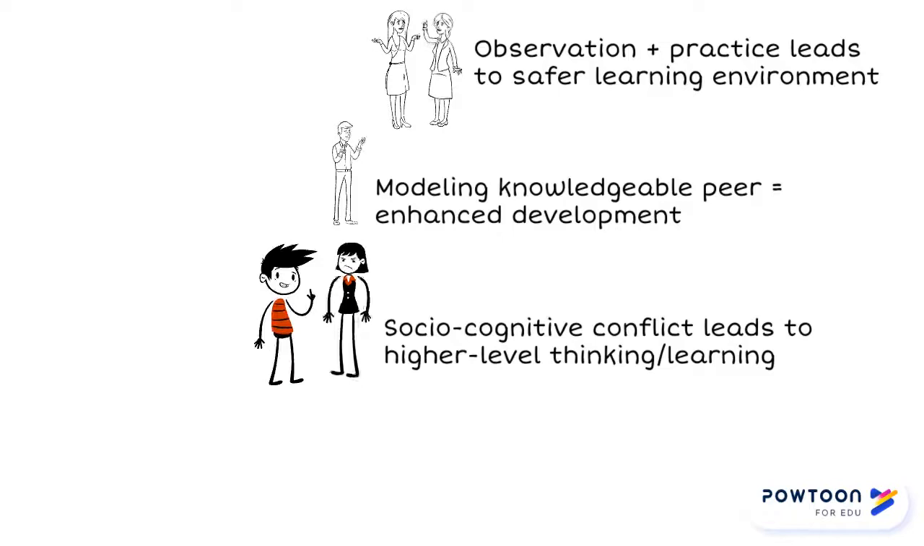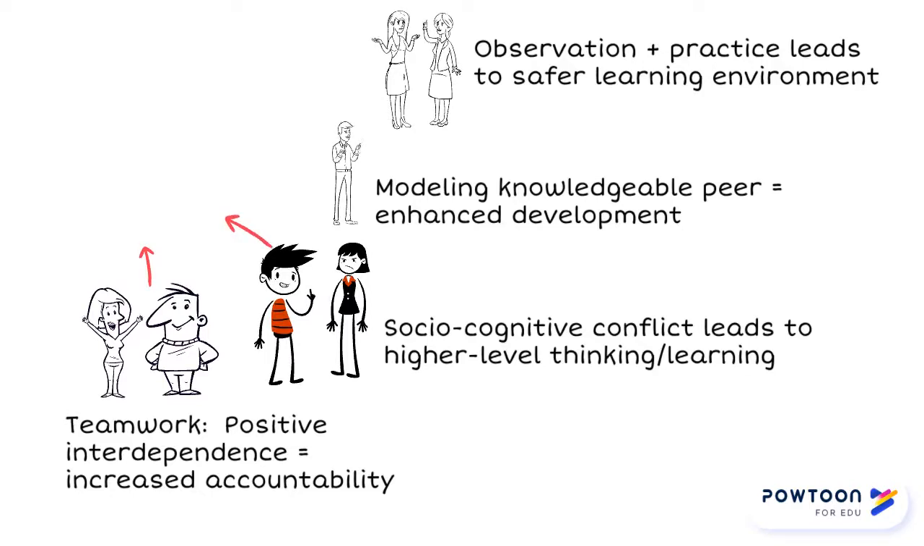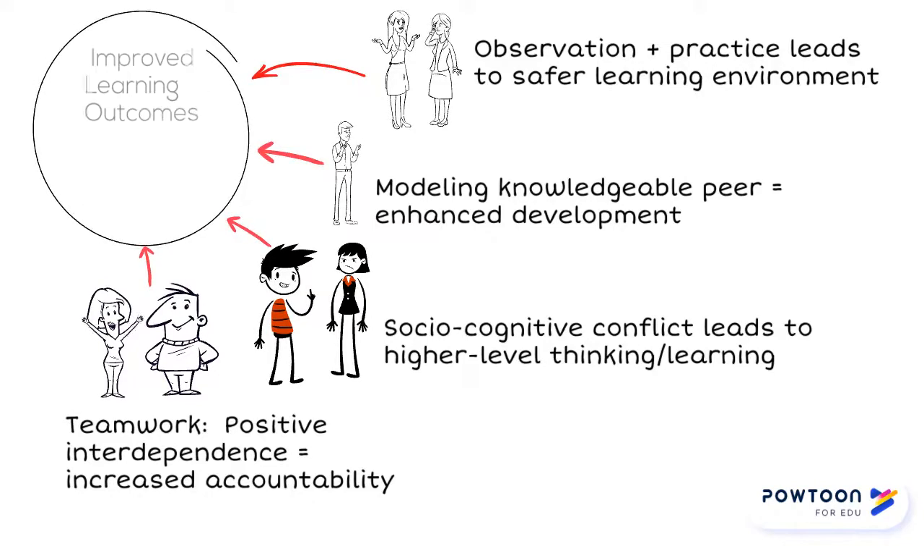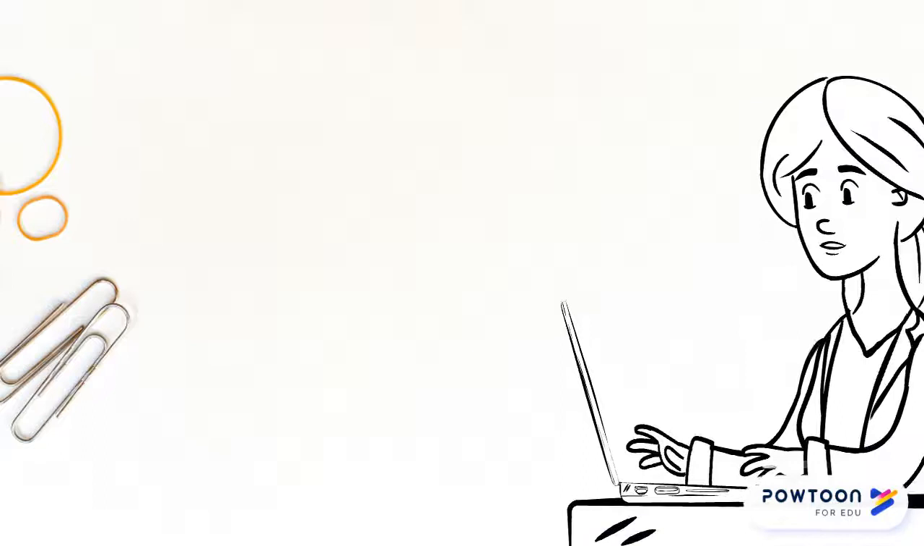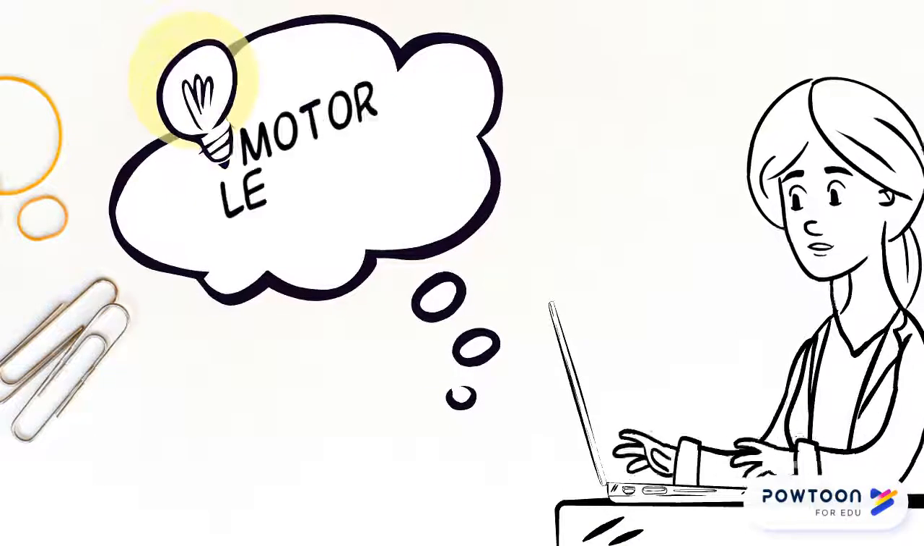Imitating a more knowledgeable peer can help students perform tasks that would otherwise be beyond their skill level. And working as a team makes each student accountable for the other's success. All these enhanced learning outcomes lead to a more positive overall learning experience. So that's how collaborative learning works from a social learning perspective, but now let's take a look at it from the perspective of motor learning theory.